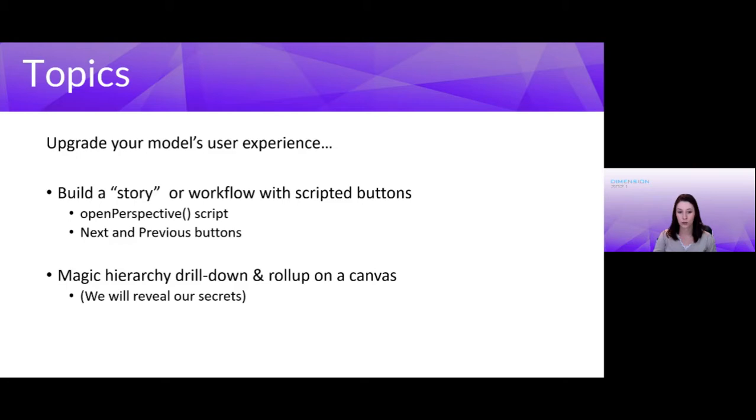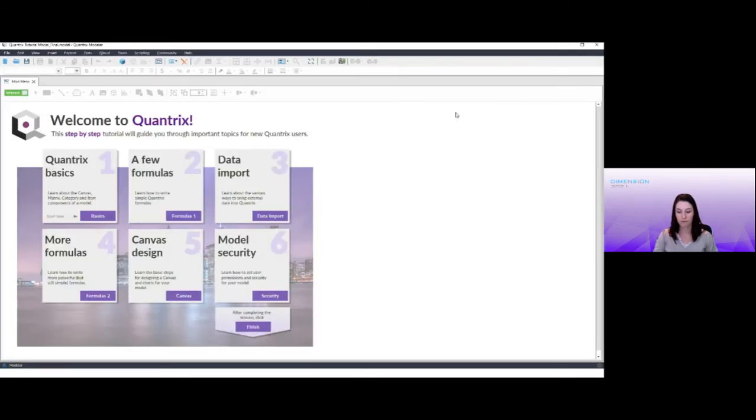Then we'll switch gears just a little bit and take a deeper dive into what Brad mentioned about having hierarchical data in your model, and we'll show you how you can do a drill down or a roll up of that data directly on a canvas. And yes, we will reveal all the secrets on how you can copy that and do it in your own models. So with that, let's jump into our first model here, which should look pretty familiar.